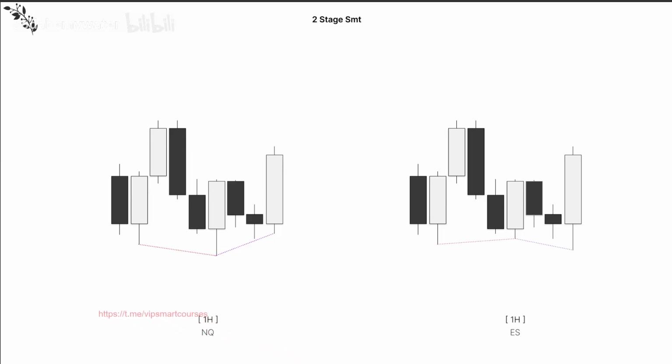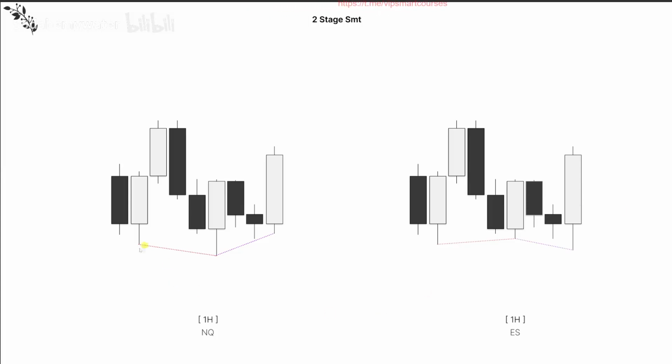Two-stage SMT is when there are two stages of SMT between either relevant lows or relevant highs, and I will be discussing a different form of two-stage SMT which will include a PSP. Let's get right into it.